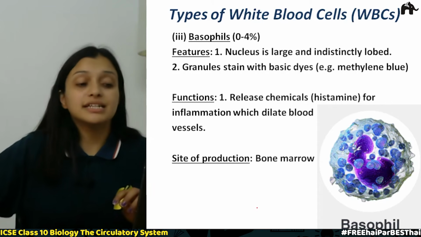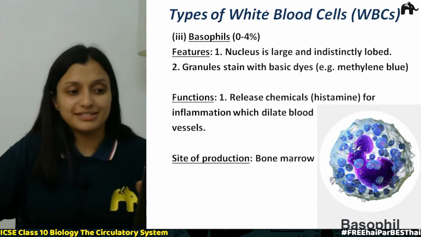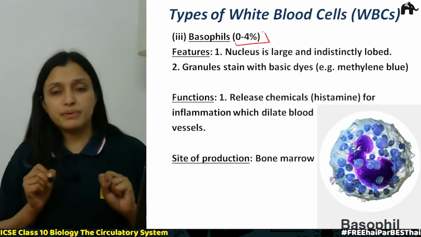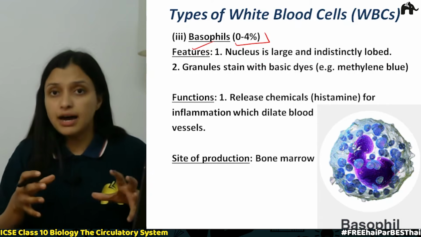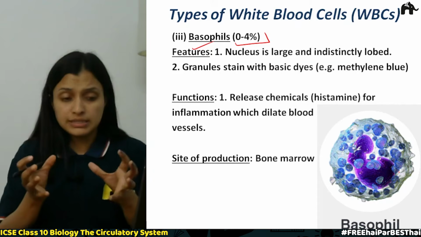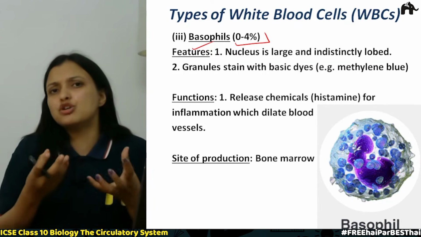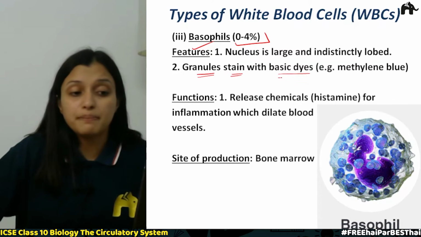Now the third is basophils. Again, granular with a lobed nucleus, right? It is 0 to 4%. Now what are the features? As you can see, the nucleus is very large and the lobes are not very clear, right? So the nucleus is large, the lobes are larger, and they are not very clear. Then the granules are stained with basic dye.